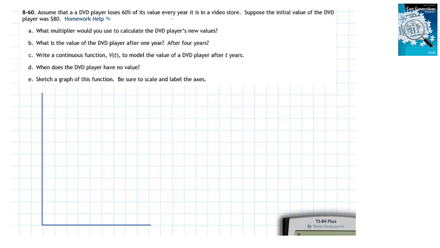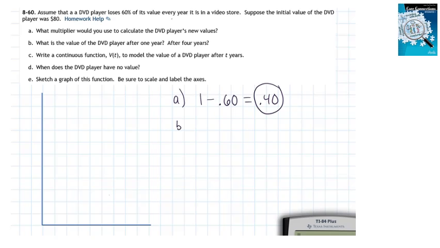So again, if I'm trying to find the multiplier here for a situation where something's decreasing in value, what I do is I start with the number 1 and I subtract from that the percent that it is losing each year. So it's losing 60%. That means that it is retaining 40% of its value. So the multiplier I would use would be 0.40, right? Each year I retain 40% of my value. So that's my answer for A.